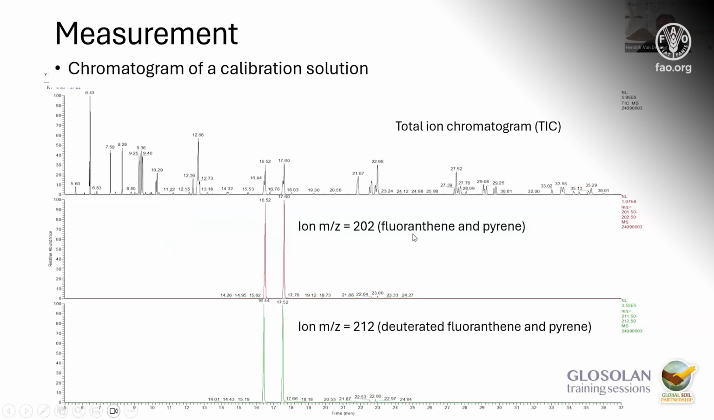Here we have the same fluoranthene and pyrene, the 2 peaks on ion 202. And here, this is the ion chromatogram of the deuterated internal standards, fluoranthene and pyrene. These are D10, so the mass is 10 higher than the native. But they elute at approximately the same retention time, as you can see.